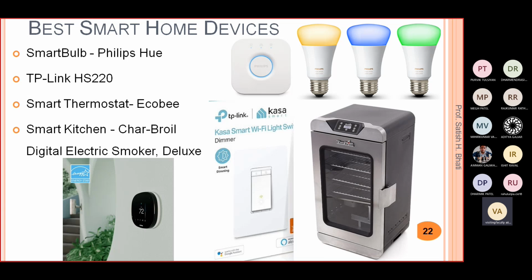Then smart kitchen, in that kind of oven, that is the Charbroil Digital Electric Smoker Deluxe, right. So you can see that on the right side bottom. So it's a kind of oven in which you can control the temperature, right. Or you can switch on, switch off, and it has some more features, right. So all those you can include in the smart home devices.